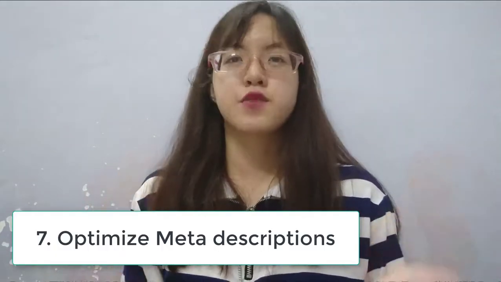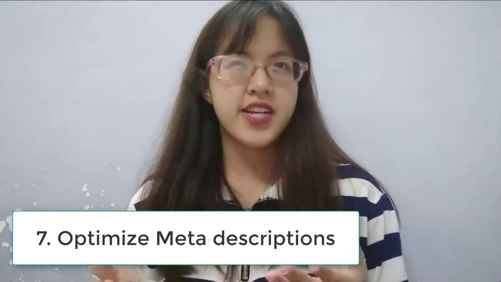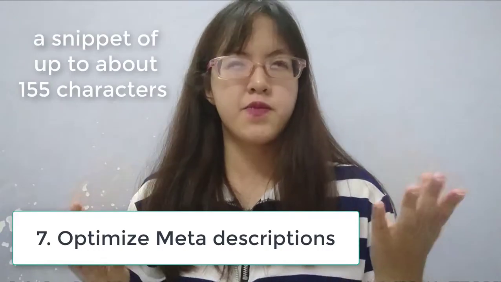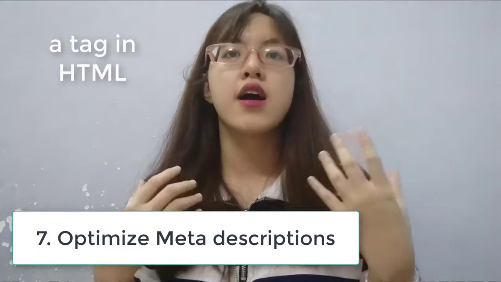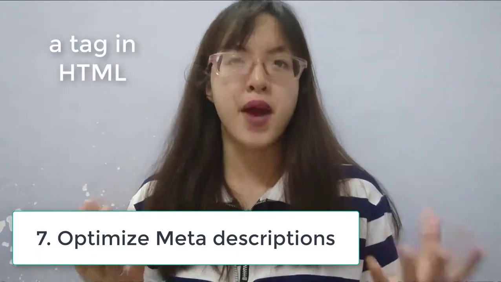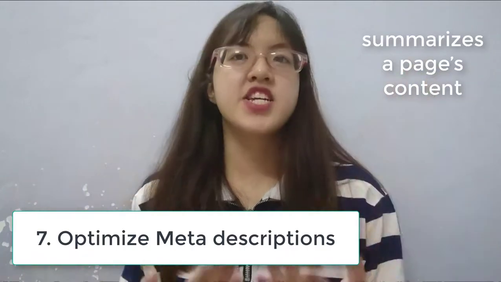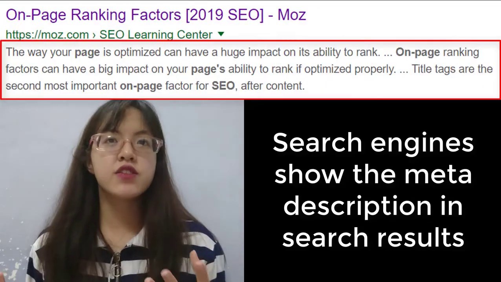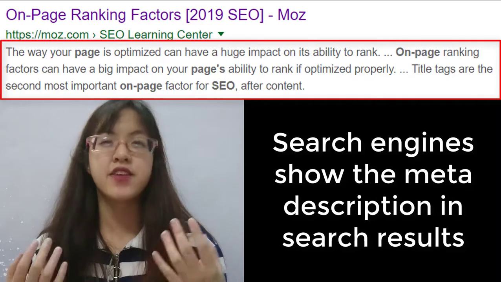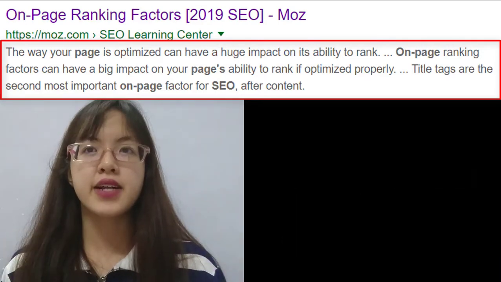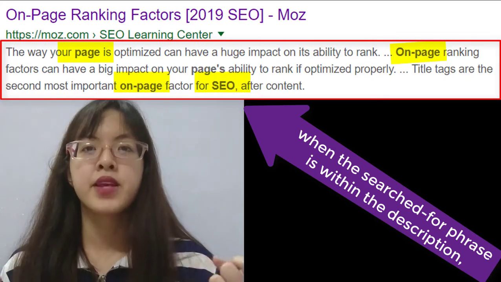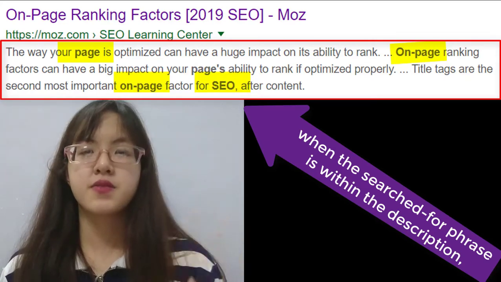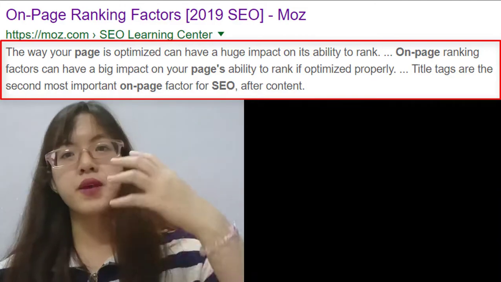The seventh one is the optimized meta description. The meta description is a snippet of up to about 255 characters, a tag in the HTML which summarizes a page's content. The search engines show the meta description in the search results, mostly when the searched phrase is within the description. So optimizing the meta description is crucial for on-page SEO.